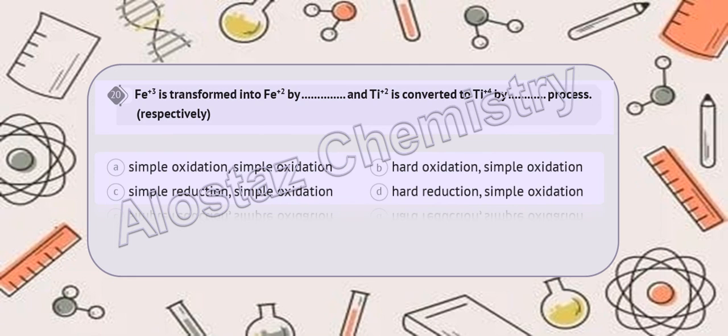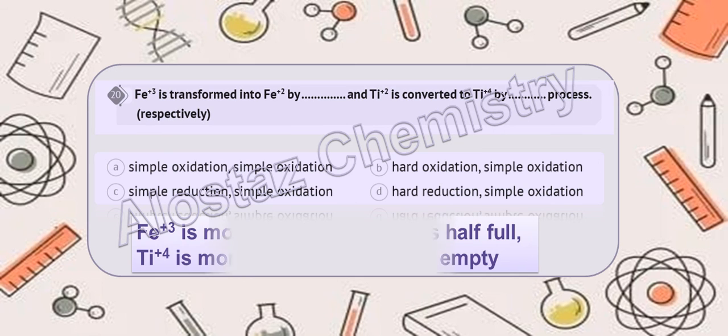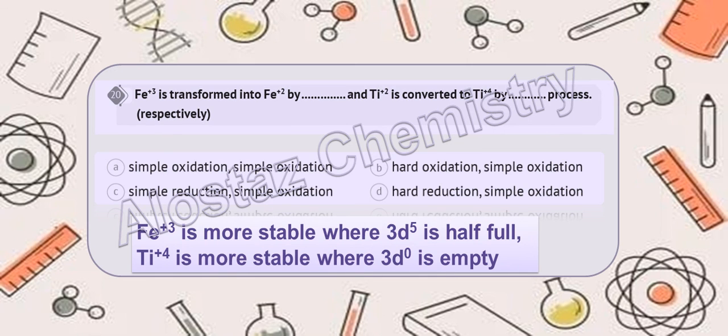We have the first one in our choices, simple oxidation. If we want to change from a more stable to a less stable state, we need oxidation or reduction at first. If we concentrate, the more stable one is iron Fe +3, with the half-full 3d5. So we need to make reduction, or hard reduction.